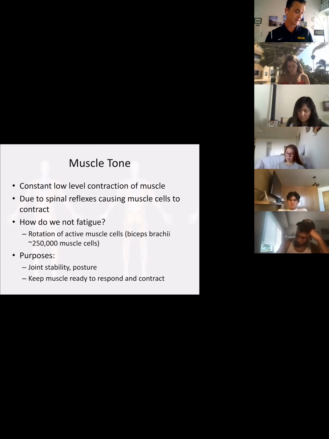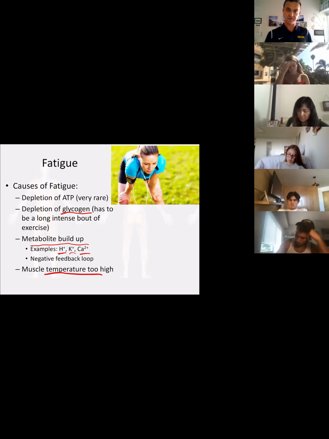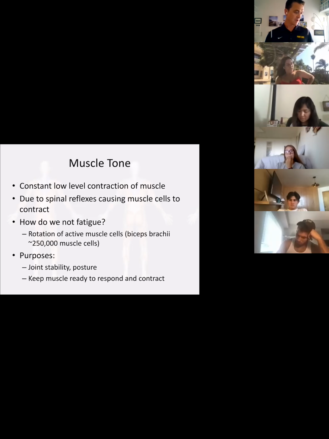Okay. All right. Any other questions about fatigue before we keep going? Okay. All right, so let's talk a little bit about muscle tone.